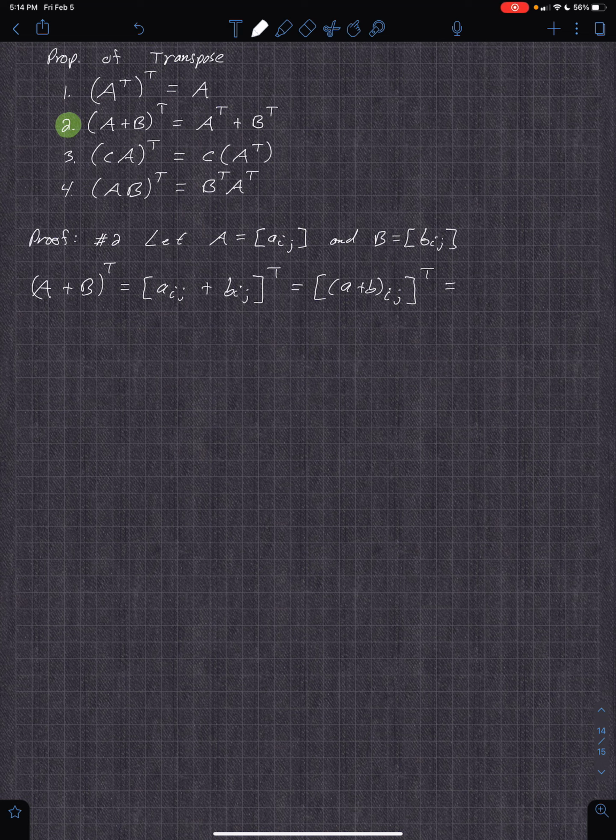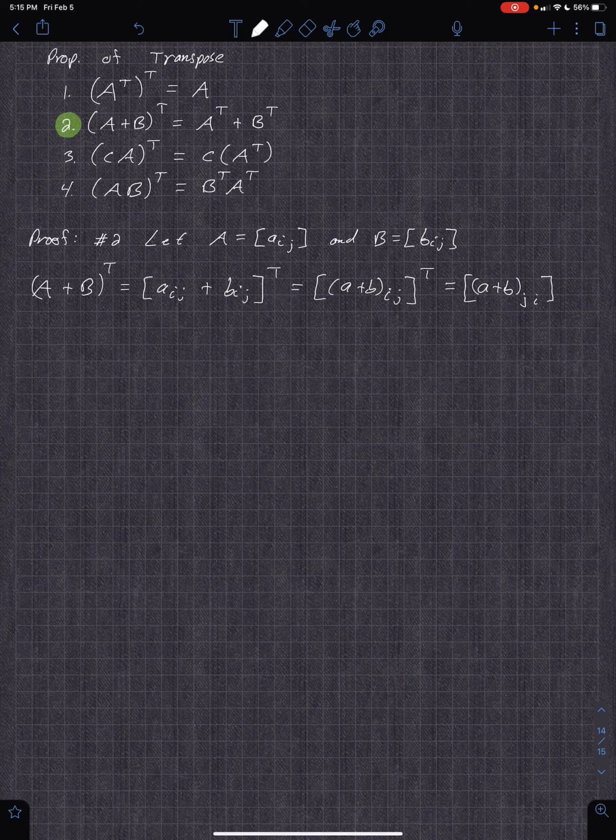So we've added them together. Now let's go ahead and do the transpose. That becomes A plus Bji. So we go ahead and do the transpose, so it's A plus Bji, like that. That's what we mean by transpose. Now, unpack this.